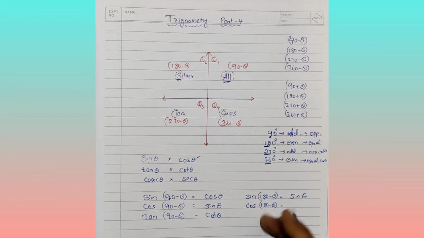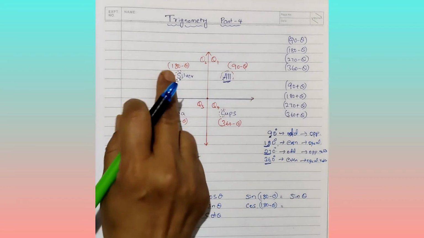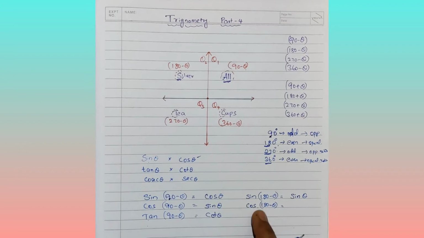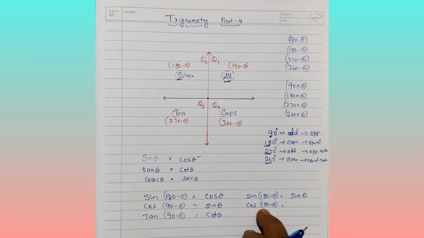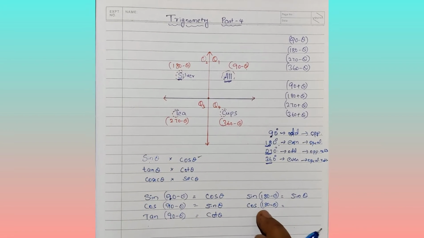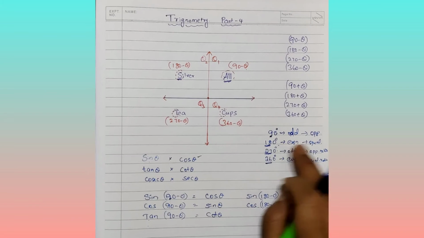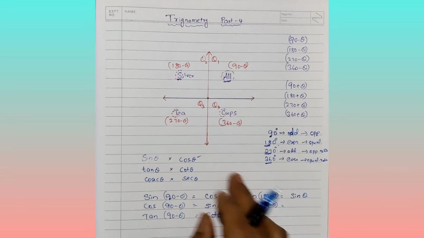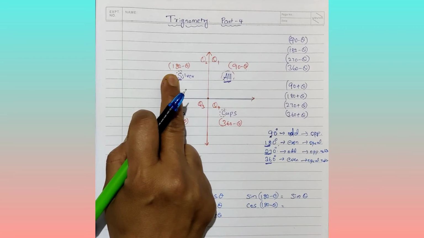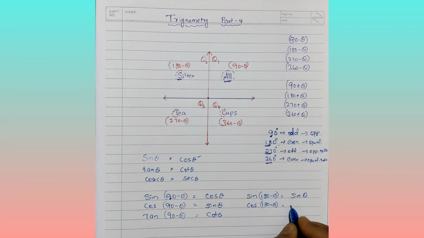Next, cos 180 minus theta. 180 minus theta lies in quadrant 2 and cos is negative there. 18 is even, so it gives us an equal ratio. But only sin is positive here. Got it? Only sin positive means here the equal ratio, but it gives us negative.